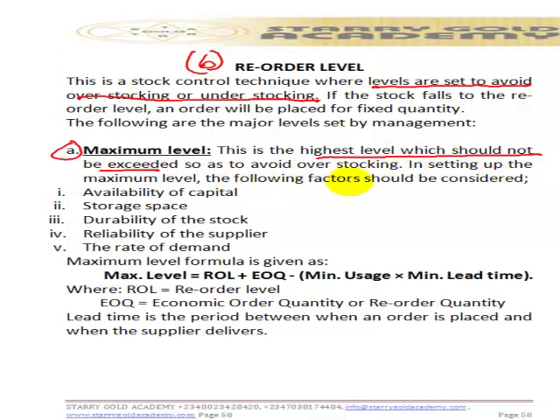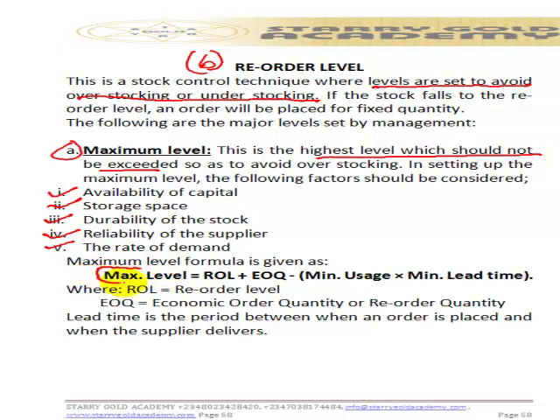In setting up the maximum level, the following factors should be considered: availability of enough capital, storage space, the facility available. Then we need to look at the durability of the stock. How long can the items remain in the store? Reliability of the supplier. Can we rely on the supplier to give us materials as they are needed? The rate of demand. How often do customers request for supply of our materials? If we are able to understand this, then we can determine our maximum level.